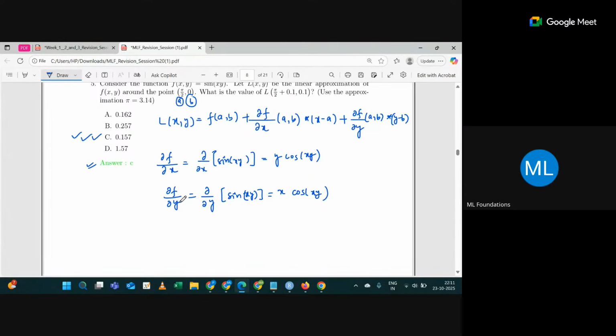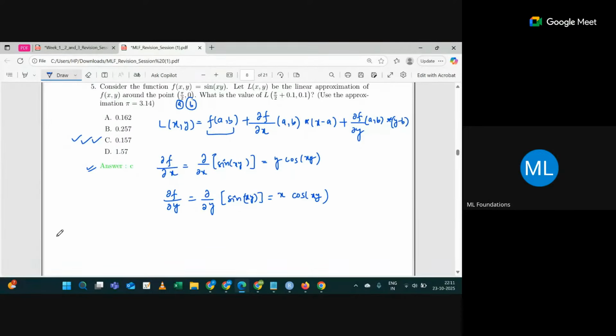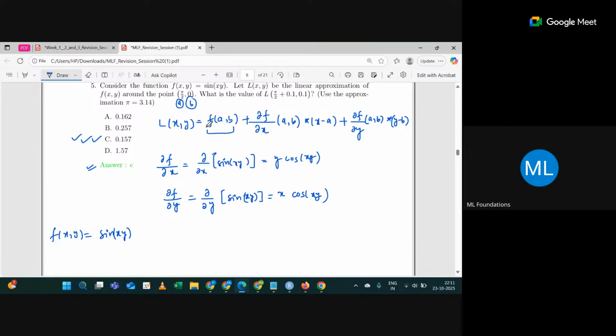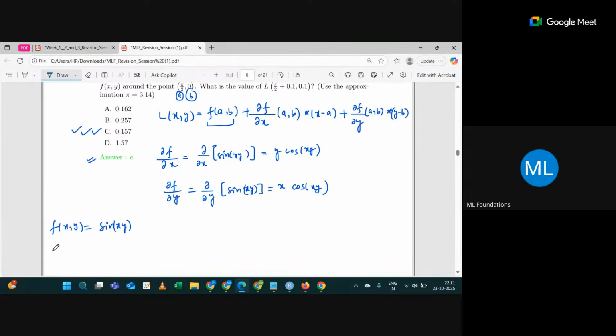First of all, what are the things we need? f of a comma b. What is f of x comma y? It is sine of xy. So now we evaluate at the point pi by 2 comma 0. f of pi by 2 comma 0 is nothing but sine of pi by 2 into 0, which is sine 0, which is 0. Let's make it equation number star.